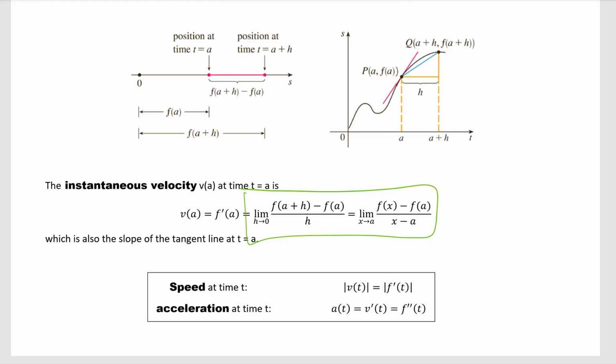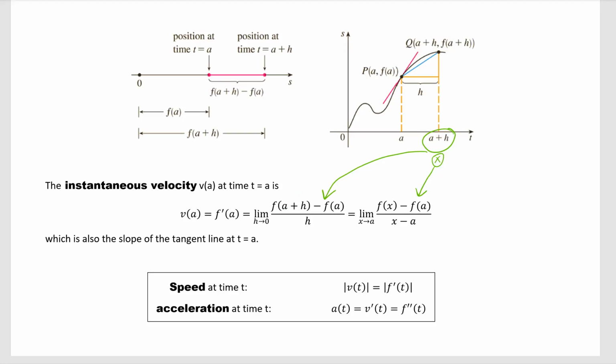Do you remember? It depends on how you call the second point. The first point is always a. The second point, if you call it a plus h, then you're using this expression. If you call the second point x, then you're using the second expression. And remember, I suggest you use this expression because it is consistent with when we take the derivative of a function. So you're going to have x instead of a here.